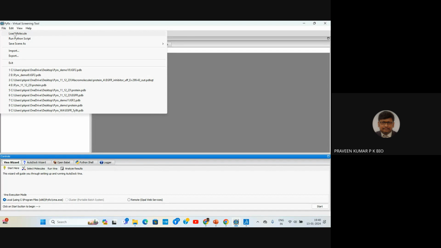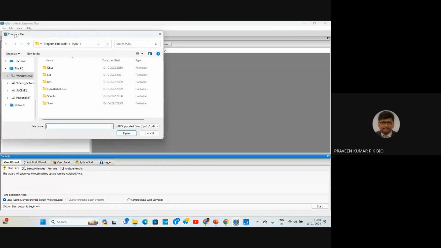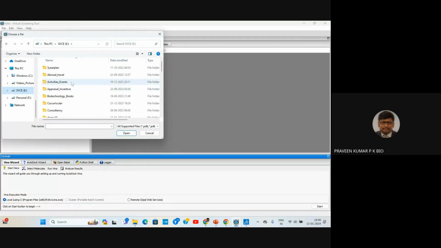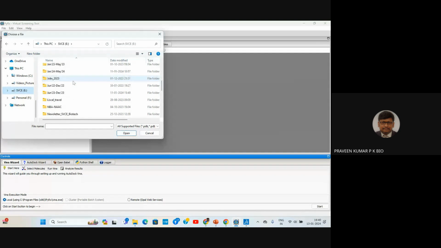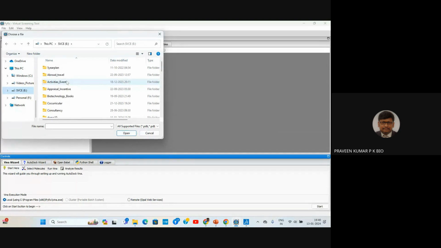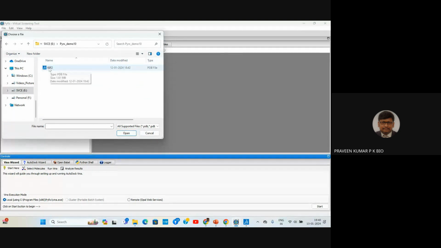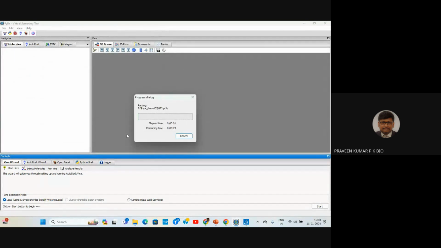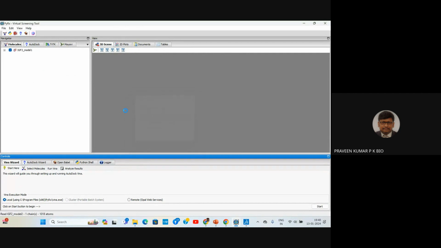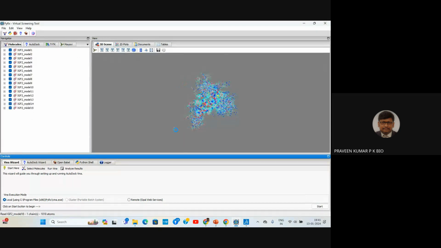Okay, let me go to step two. Step two is related to how to load the macromolecule. To load the macromolecule, click Load Molecule. By default, it's not taking you to that path. You have to simply locate the path. The path we have selected is the pyrx demo 10. In the pyrx demo 10, what molecule do we have to load? The macromolecule to be loaded is IGF2. So simply click this IGF2 and click open. Now the protein molecule gets loaded in this window.